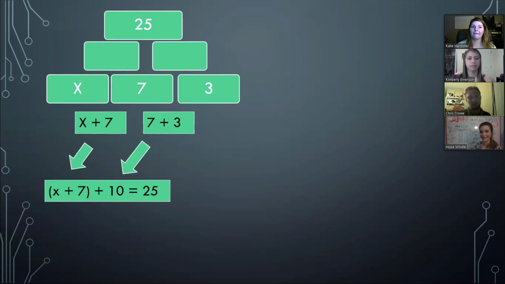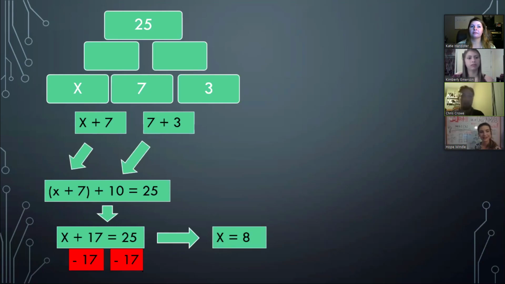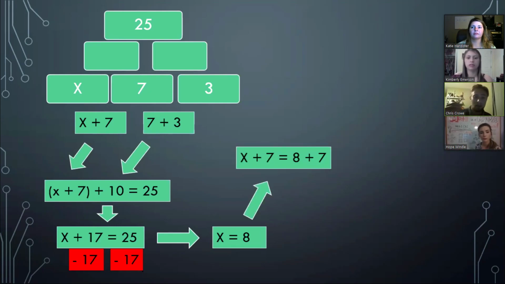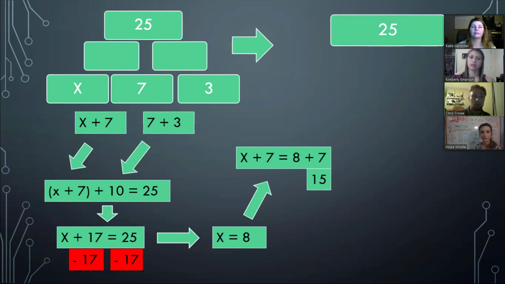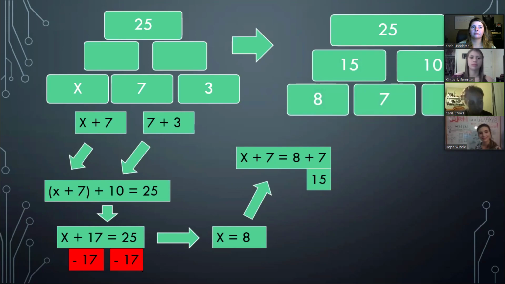Now in this case, what we're going to do next is combine our like terms. So in this case, we're going to have x plus 17 equaling 25. What we'll do next is subtract 17 from both sides of the equation, which will give us x equals 8. So now we understand what number our variable is representing. And to use that variable, instead of x plus 7, it's 8 plus 7, being 15. So then, using 15 as our number, we can therefore finish the pyramid with the 2 blank spaces being 15 and 10, and the x representing 8.